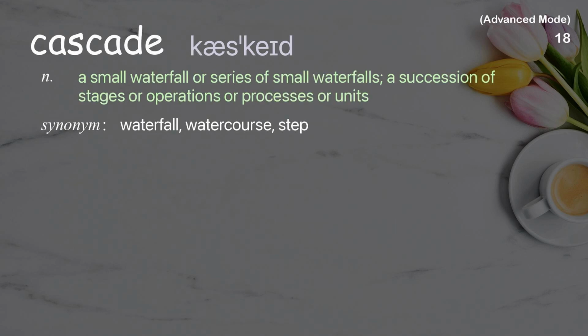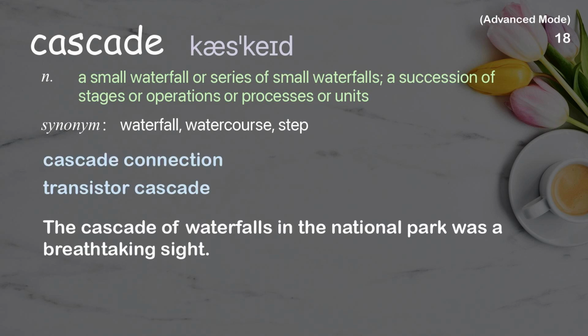Cascade. A small waterfall or series of small waterfalls, a succession of stages or operations or processes or units. Examples: cascade connection, transistor cascade. The cascade of waterfalls in the national park was a breathtaking sight.